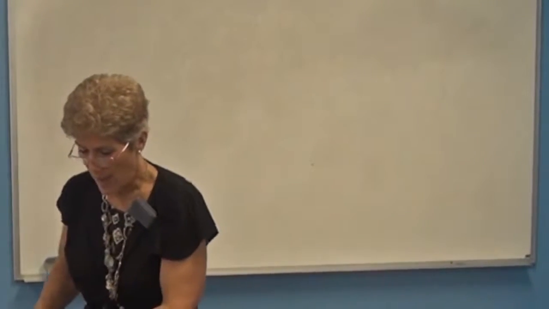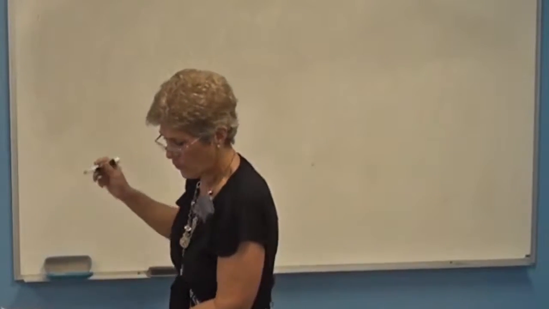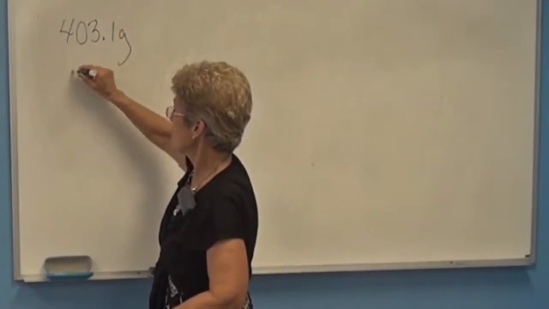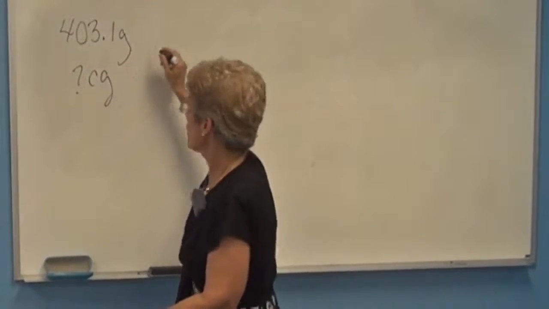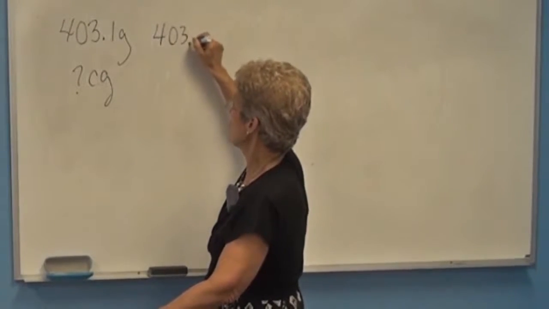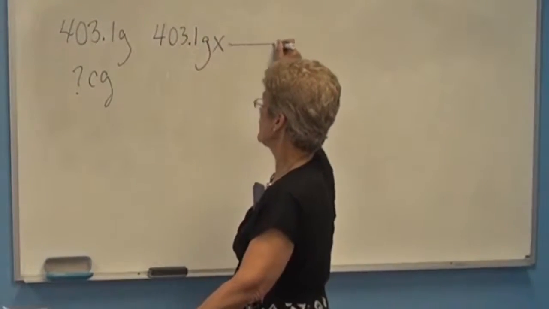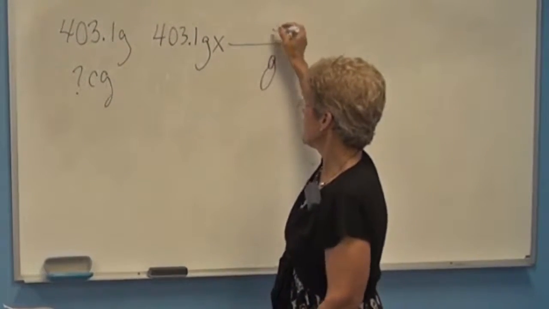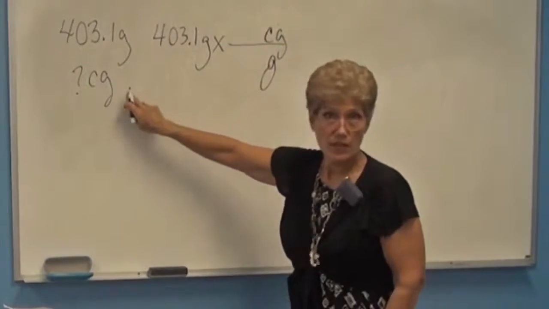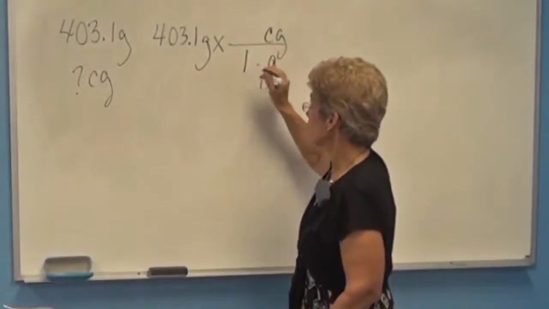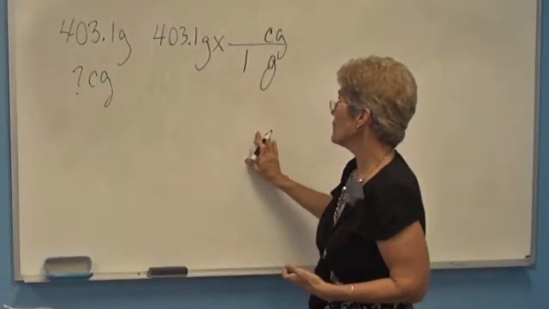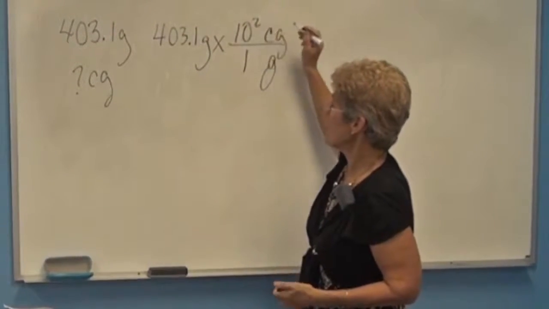Okay, number 2. How many centigrams are there in 403.1 grams? 403.1 grams, and we want to know how many centigrams. So we have 403.1 grams times line. Whatever unit is here has to go down here, and you're trying to get to the centigrams. I give the grams the 1. I know the book doesn't. That's just a choice that I make. I give the grams a 1, and that gives this the 100.